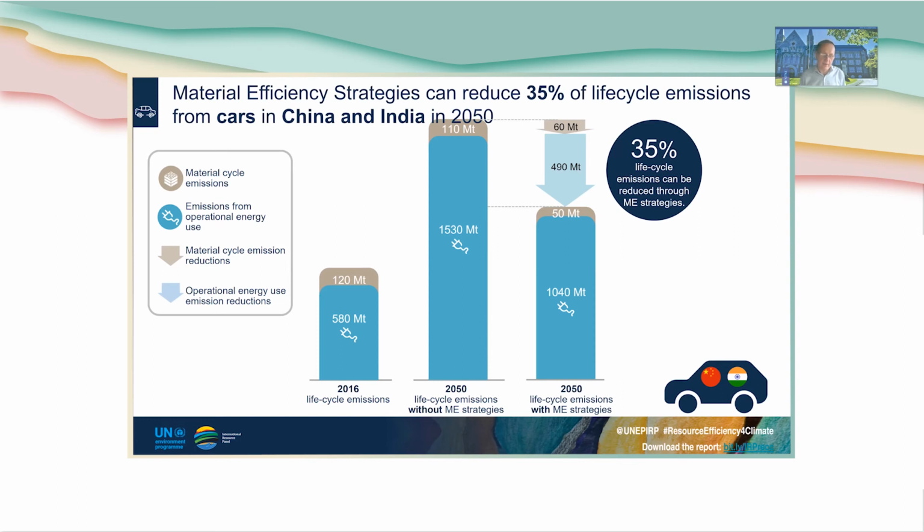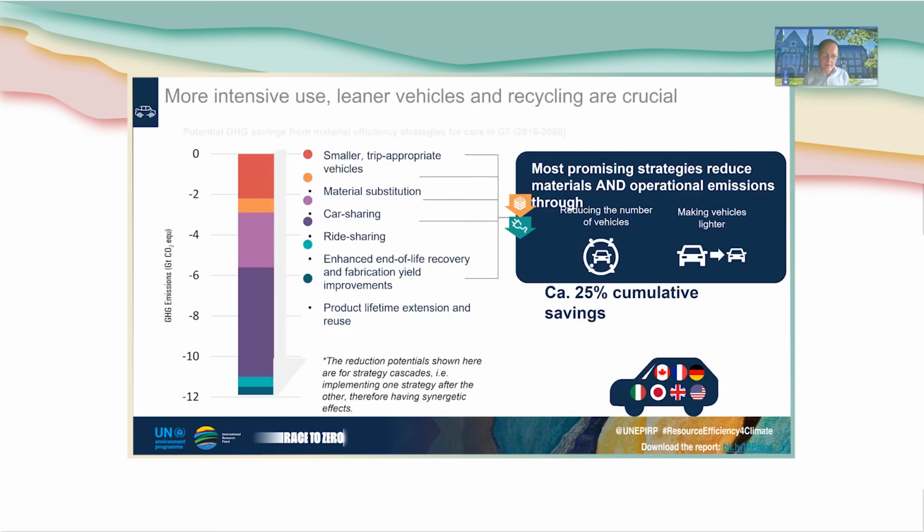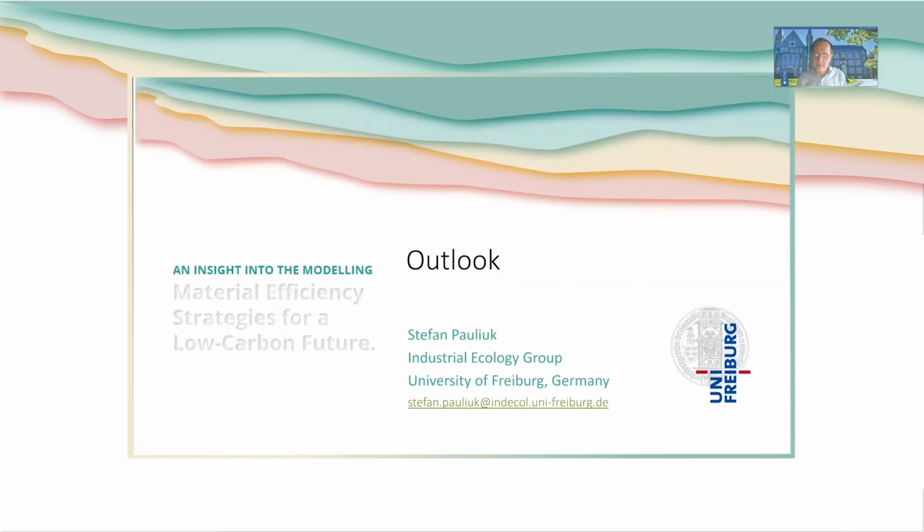Next, there's a much wider range of strategies that is available. And so you can see that actually it is the ride sharing in deep purple and the car sharing that are the most important strategies. And then having smaller cars, so shifting from, for example, light trucks to SUVs and from SUVs to regular passenger vehicles, could provide some savings. That was the end of mine. Next, Stefan, I would like to hand it back to you.